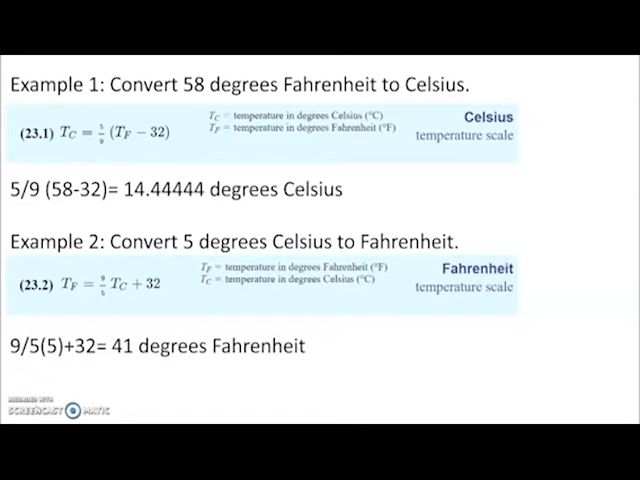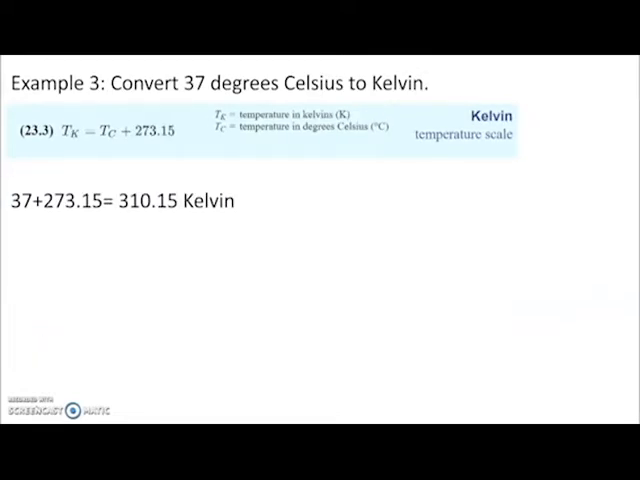For example 2, we are converting 5 degrees Celsius to Fahrenheit. If you plug the temperature in Celsius into the equation, you will get approximately 41 degrees Fahrenheit. In example 3, we are converting 37 degrees Celsius to Kelvin. This is a much simpler equation because all you need to do is add the temperature in Celsius to 273.15, and that will get you approximately 310.15 Kelvin.